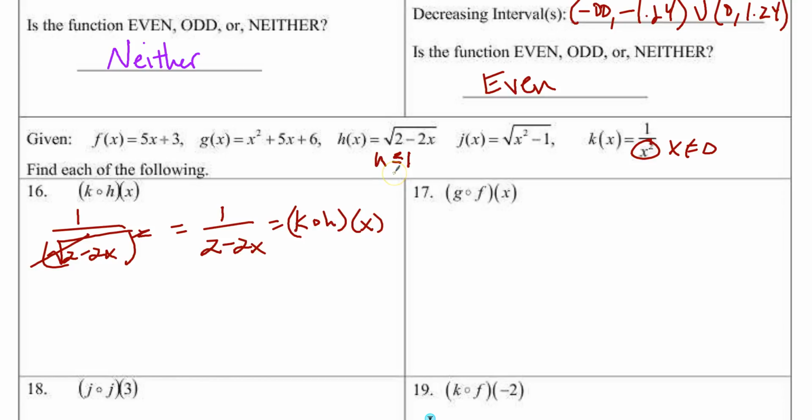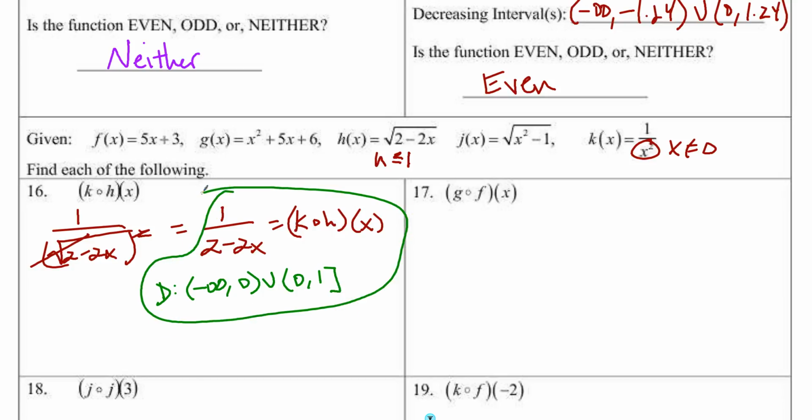But we go back up to h and k, and again we're looking for the least restrictive. So x has to be less than or equal to 1, and x cannot be 0. So we can go from negative infinity until 0. We stop at 0, and we can go from 0 all the way up until positive 1. And that is my composition of functions.